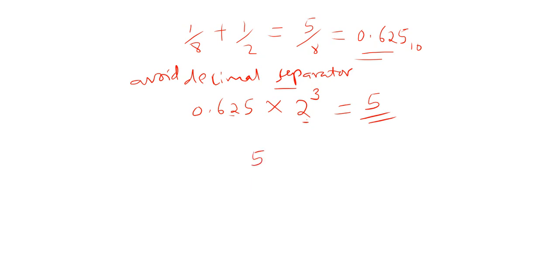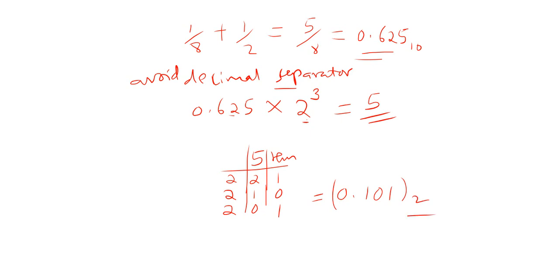So 5, we divide it by 2 repeatedly. 2 will go 2 times, remainder 1. Then 2 will go 1 time, remainder 0. And 2 will go 0 times, remainder 1. So in this case, the answer will be 0.101 base 2. And in this case, this is the equivalent of this.